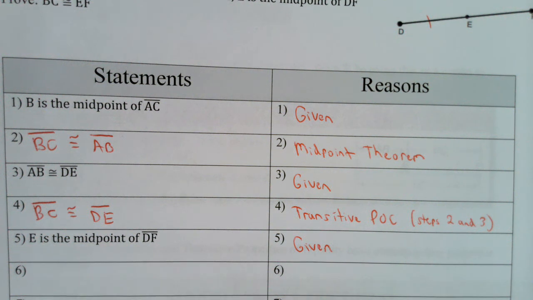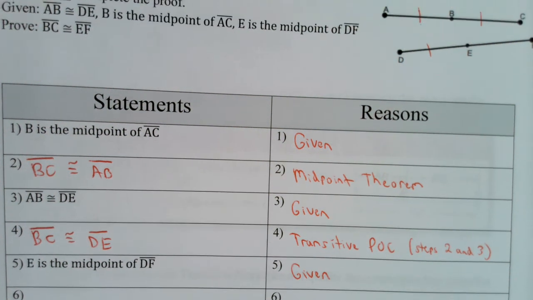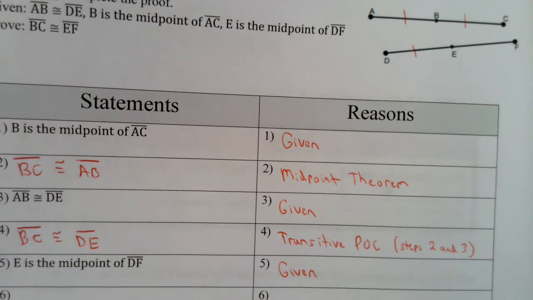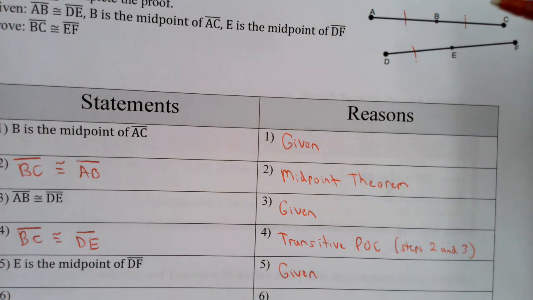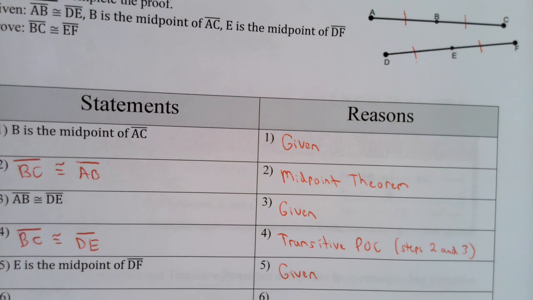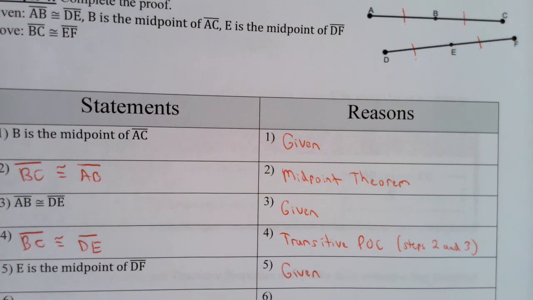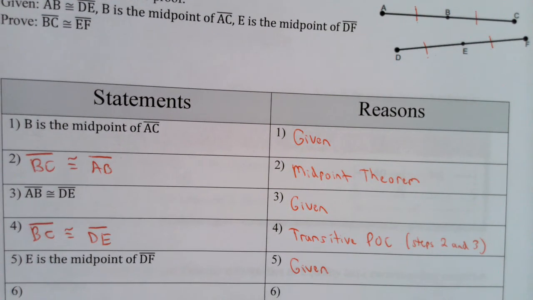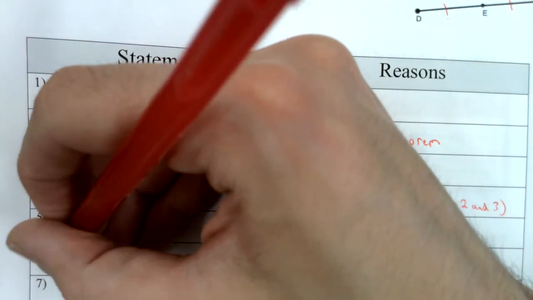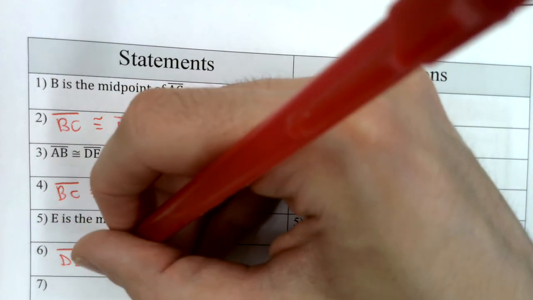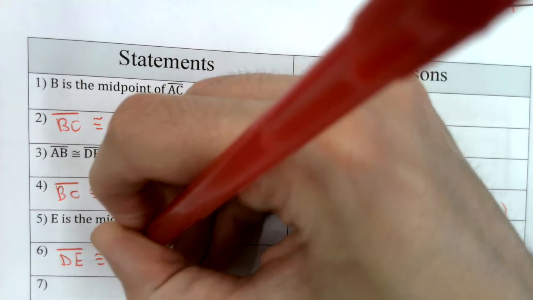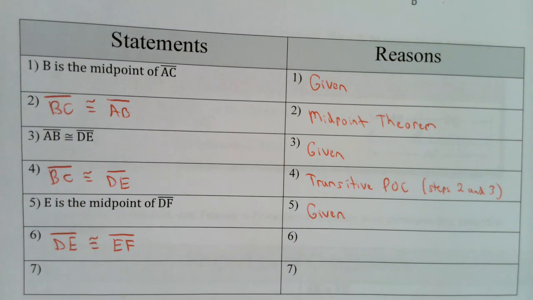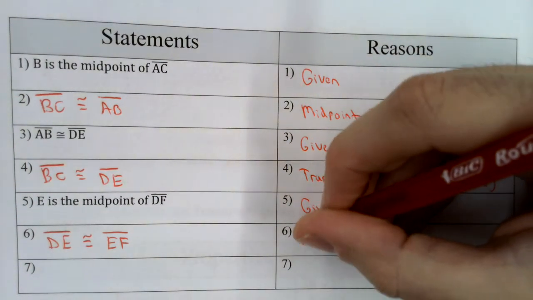Next, it says E is the midpoint of DF. So if E is the midpoint of DF, that means that this half has got to be congruent to the second half. So I'll put 1 tick mark on that because there's 1 tick mark there. And if E is the midpoint of DF, like we have in step 5, step 6, I'm going to say that DE is congruent to segment EF. And again, that is the midpoint theorem.